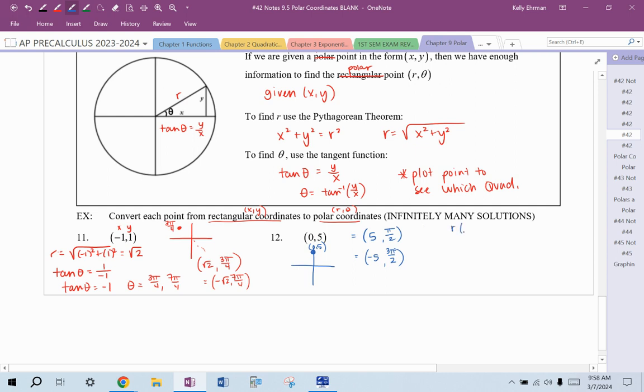Now, the math does work out. If you do it the long way, r is equal to the square root of 0 squared plus 5 squared. The square root of 25 is 5. And tangent theta equals 5 over 0, which is undefined. Where is tangent undefined? At pi over 2 and 3 pi over 2. So the math does work out, but it's a lot easier just to picture it and face the graph.